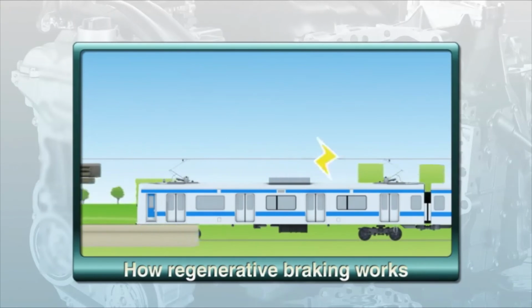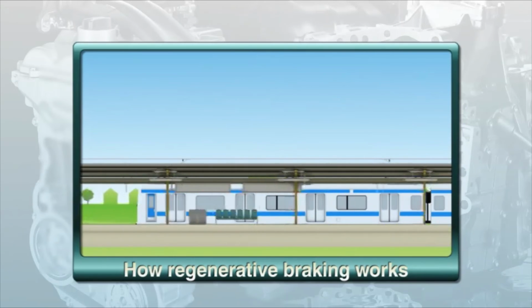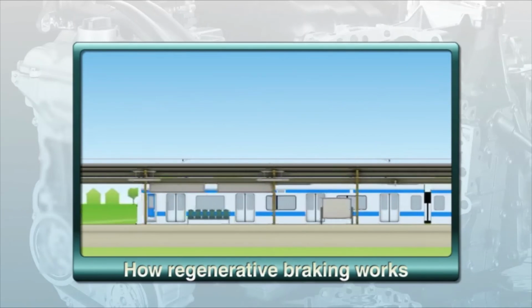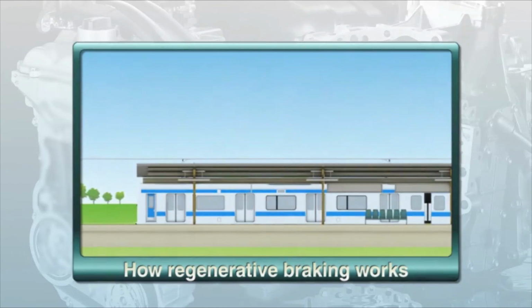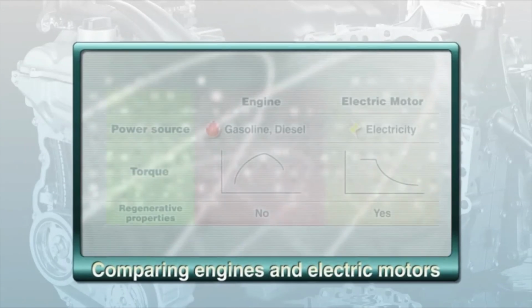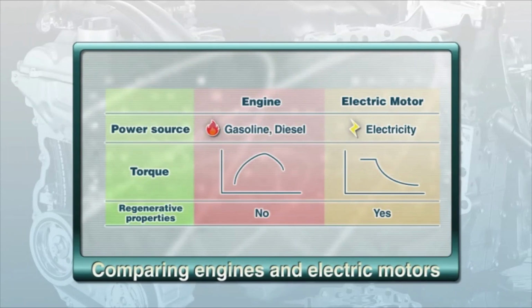In trains, speed is initially reduced using regenerative braking. Then, like cars, friction braking is used to safely bring the train to a stop. As you can see, there are several characteristics that distinguish the engine from the motor.